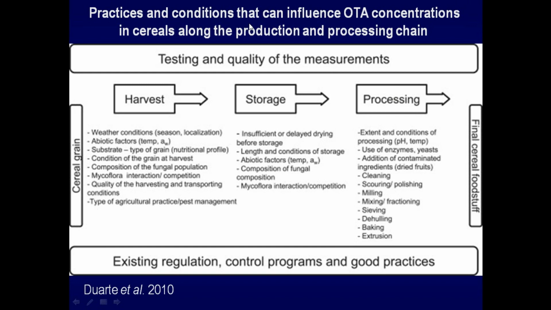So some practices and conditions can influence ochratoxin concentrations, involving many stages in the production and processing chain. It can be affected during harvest, storage, and processing. So contamination of ochratoxin can happen in all periods of production. Therefore, regulation to control how to keep the feed constituents during harvesting and storage is very important, because we need to reduce the contamination of ochratoxins to a very low level.